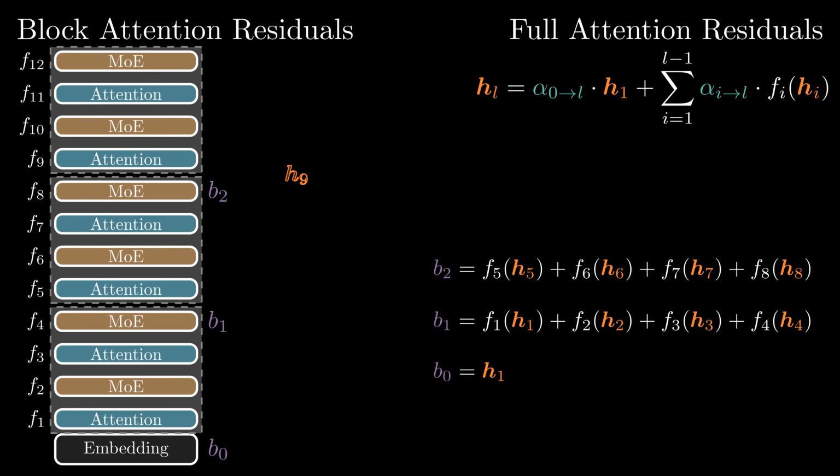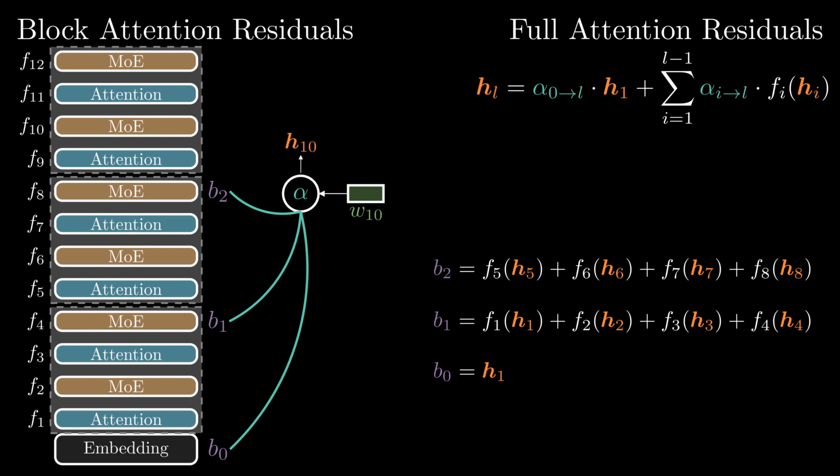Now, to compute H9, instead of attending to every layer output, we only attend to a smaller number of compact block summaries. This is great, but there is a subtlety. The current block is still under construction. For example, layer 10 is inside block 3. At this time, block 3 is only partially complete. To compute H10, we also need to consider the partial summary of block 3. Here we denote that partial summary as B31. In this case, it's the output of the 9th layer, F9 of H9.